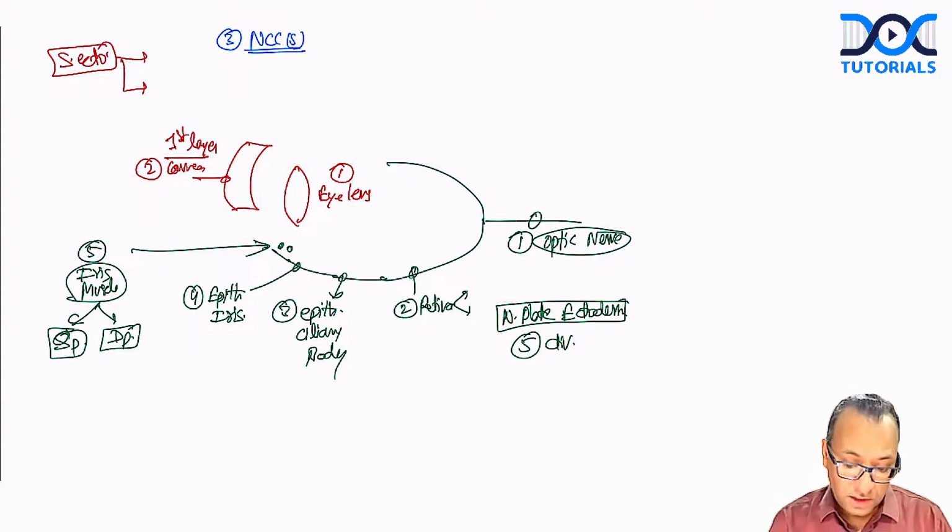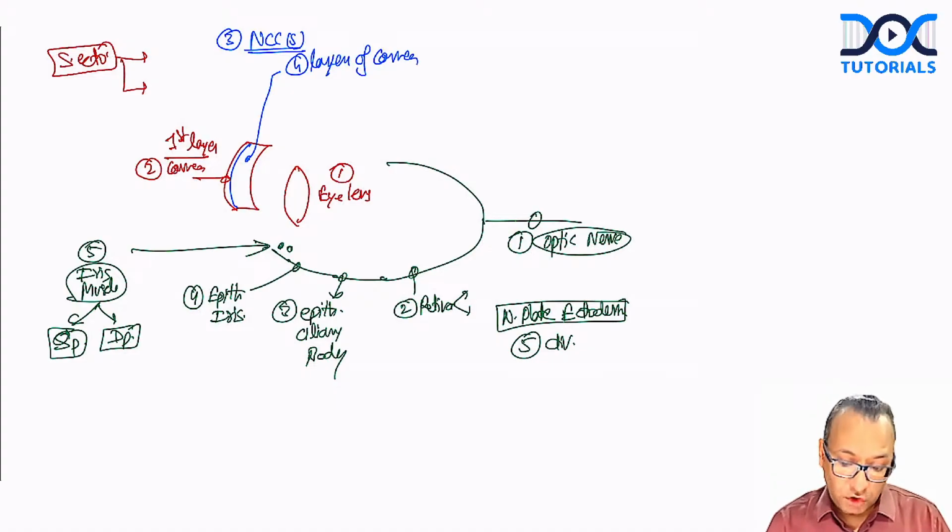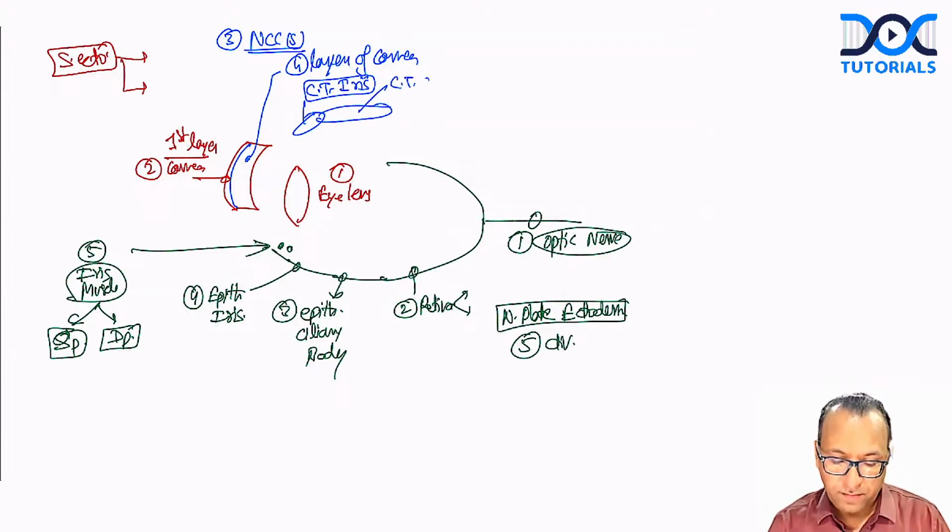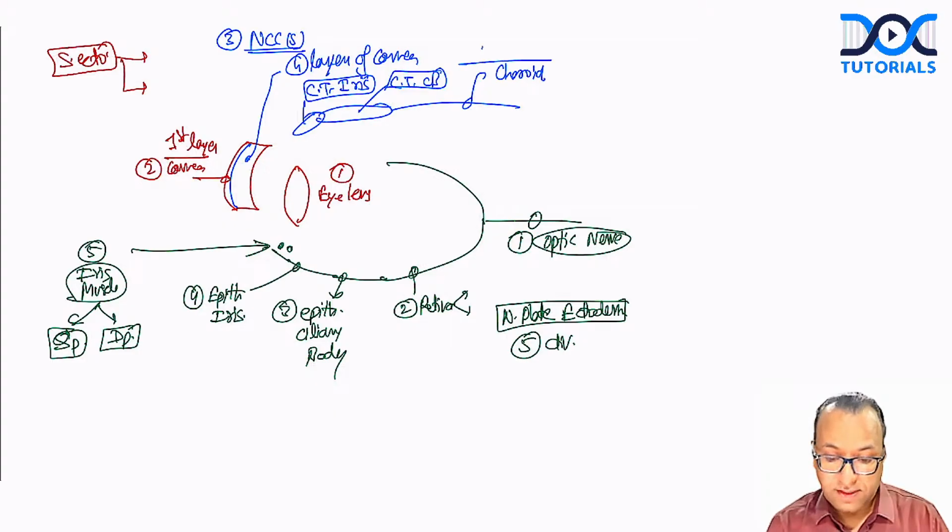Let us discuss. The 4 layers of cornea will be coming from neural crest cell. Then what else? The connective tissue of the iris is from neural crest cell. The connective tissue of the ciliary body is from neural crest cell. The choroid is from neural crest cell. The sclera is from neural crest cell. The vitreous is from neural crest cell chiefly.